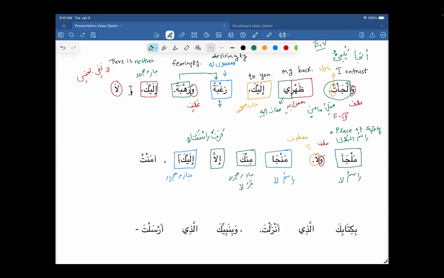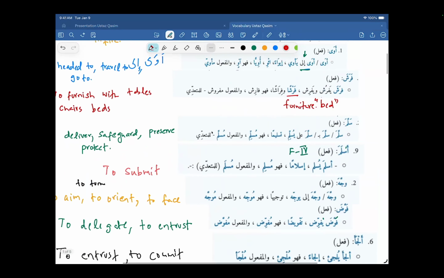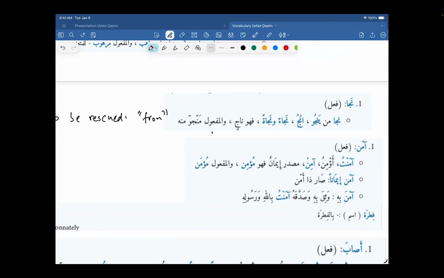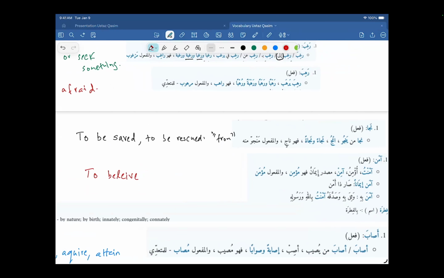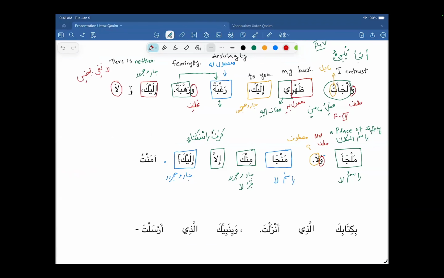Or nor. So how come I'm going to translate it as nor? Let's look at manja. Where did manja come from? The verb was naja yanju, so the roots are noon, jim, and waw. It means to be saved, to be rescued from. In Urdu we use najat. It comes as a masdar of naja yanju, najatun. And what is manja doing here? What is this pattern? Starting with a meem, it is also an Ismul Makan.